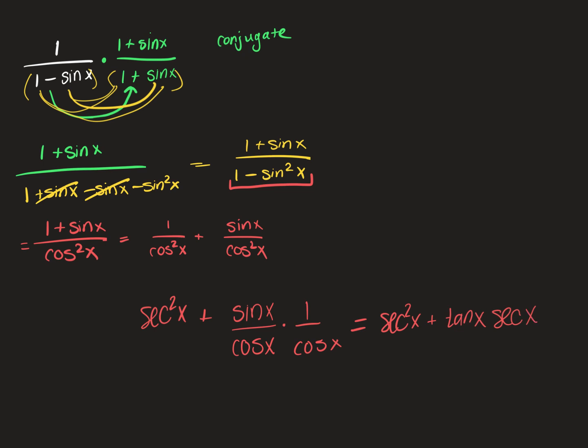Congratulations. Anyway, so you get secant squared plus tangent x times secant x. Alright, guys. Is that it? Yeah. We got rid of the fraction.